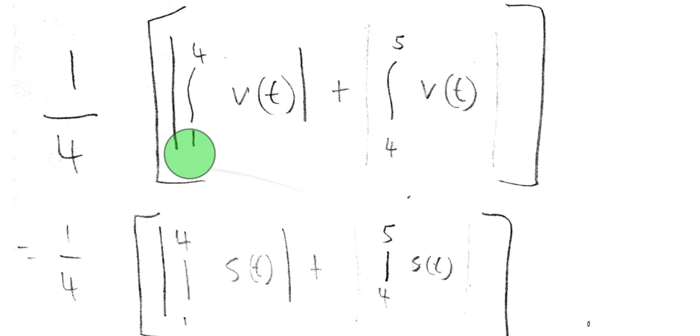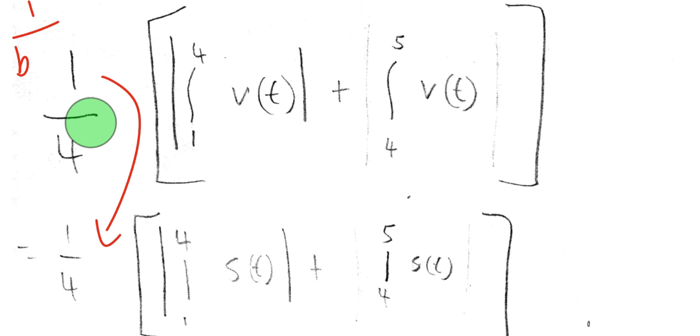And don't forget your 1 over b minus a. That is a very, very common mistake. I've made it myself, to forget to include the 1 over b minus a in your answer. After all, this is the average value. It's not just the integral.